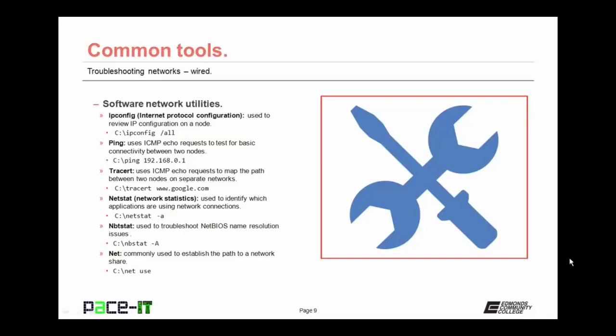It's a great way to tell if you can get from one location to another in a quick manner. Tracert uses ICMP echo requests to map the path between two nodes that are on separate networks. It asks for and receives a response from routers and tells you which routers your packet is going through. Netstat is used to identify which applications or network connections are consuming network resources. This allows you to see what's using up the resources and might be causing congestion on your network.